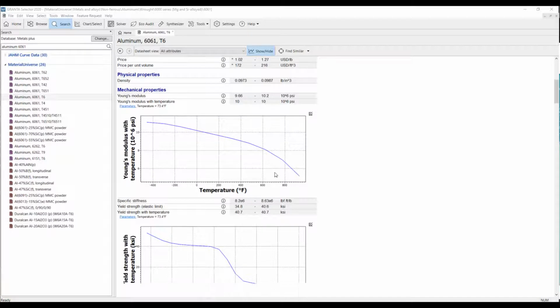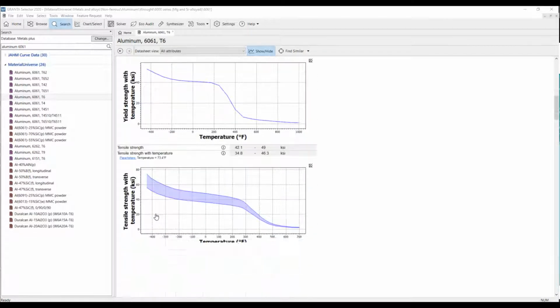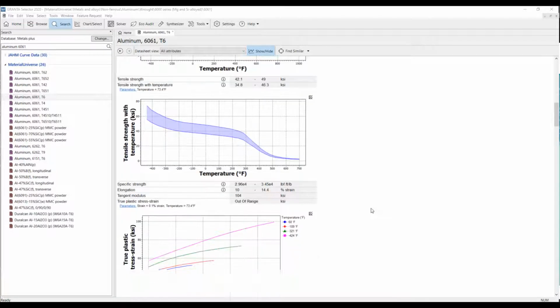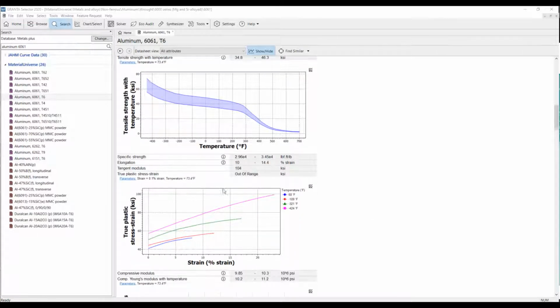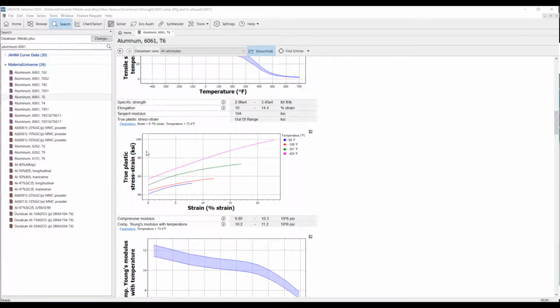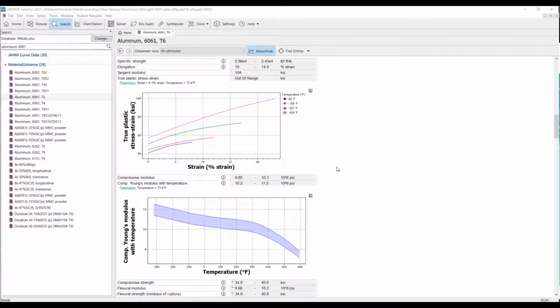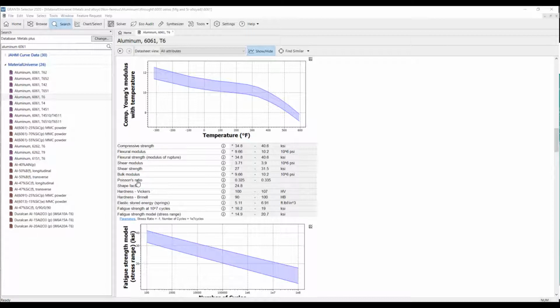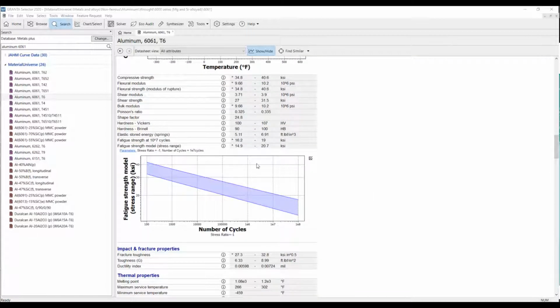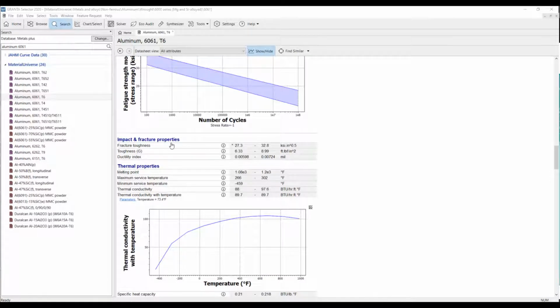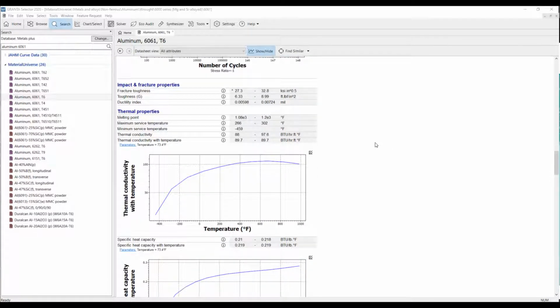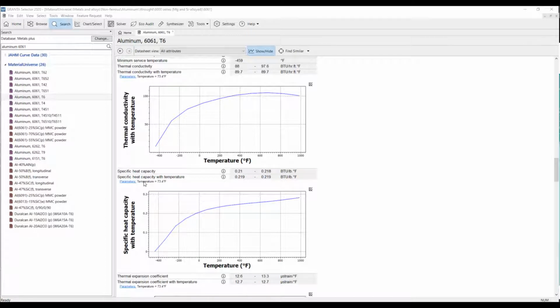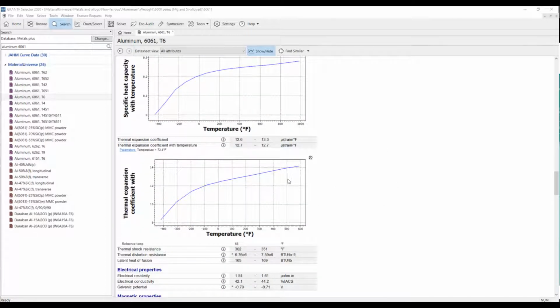These include Young's modulus, yield strength, and tensile strength, and all of these are functions of temperature as well. They also have things like elongation, tangent modulus, and true plastic stress strain curves for this specific material at different temperatures. You have compressive modulus, all sorts of different things, hardness, Poisson's ratio, fatigue information. And then moving on, we have impact and fracture properties, thermal properties such as melting point, thermal conductivity as a function of temperature, specific heat capacity as a function of temperature, thermal expansion.